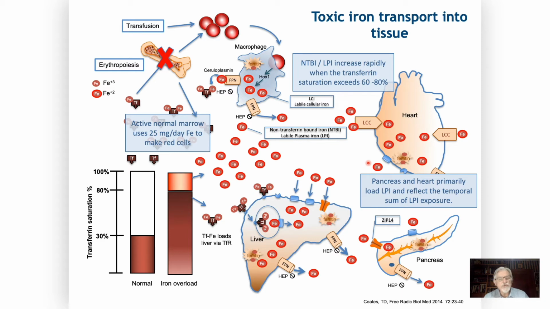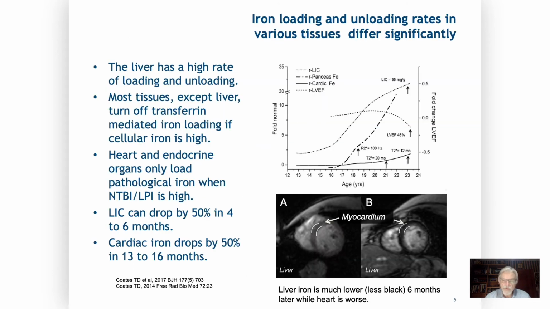Normally, humans do not have any circulating non-transferrin bound iron, or extremely low levels of it. Only in pathological states like you see with multiple blood transfusions and certain other disorders. So iron goes very rapidly into the body, and this graph in the upper right-hand corner shows this.